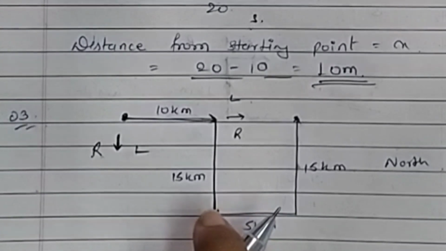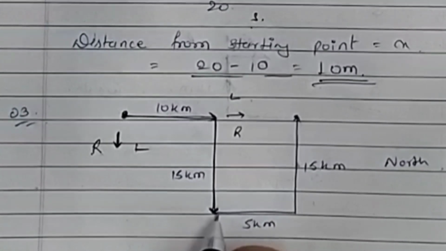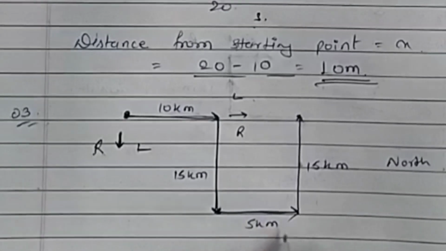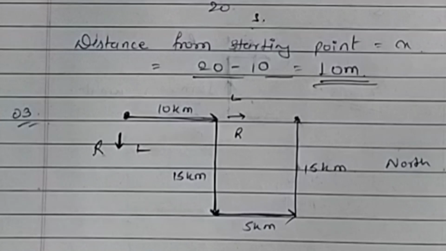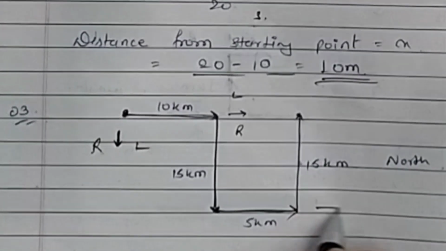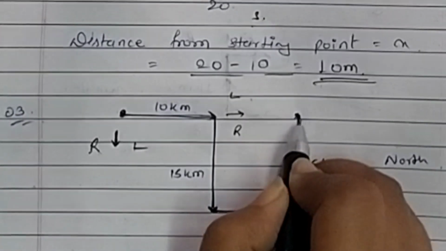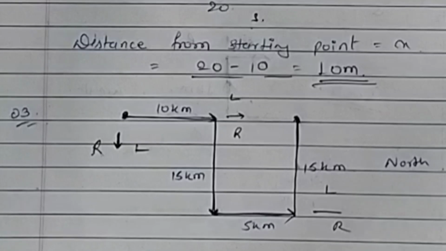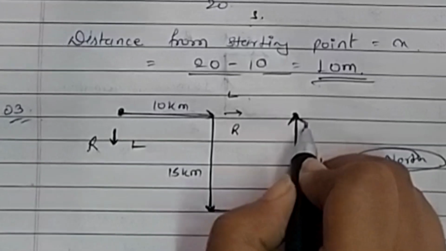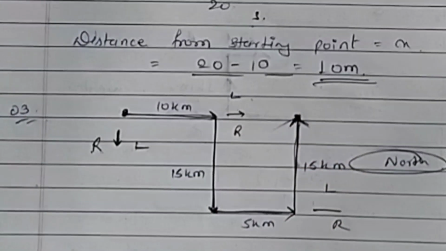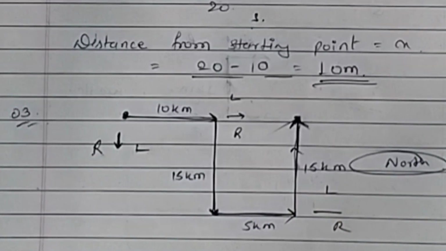Then again he turns to his left and walks for 5 meters. Facing south, we know that this is the left turn, so he took the left and walked for 5 meters, and then he turns to his left and walked for 15 meters. Facing this way, this is left, this is right, so he took a left turn and walked for 15 meters. Now in which direction is he facing? It is pretty simple, it is the north direction, because the arrow is like this and he is going to the left, like this. Hence the answer for this question is option A, north.